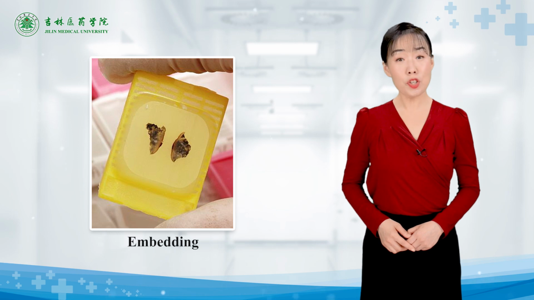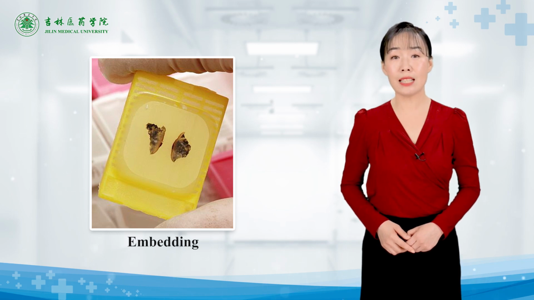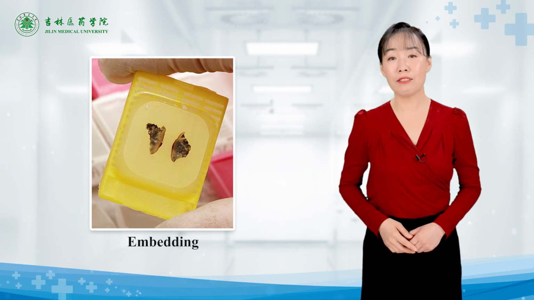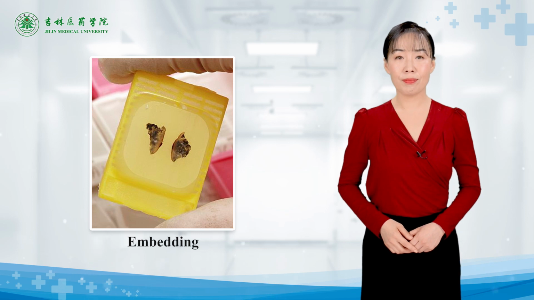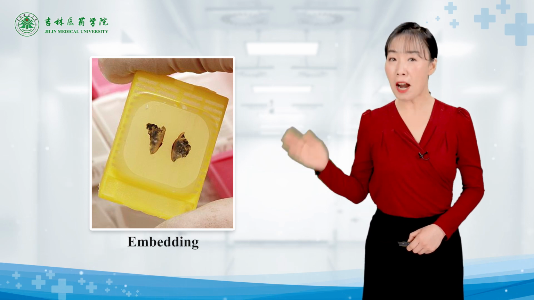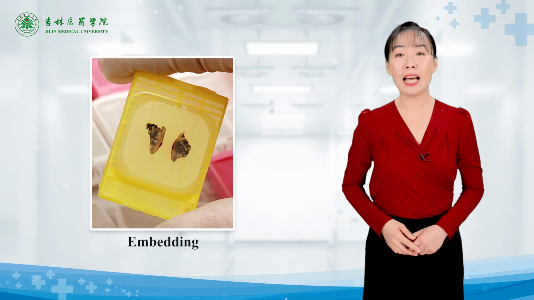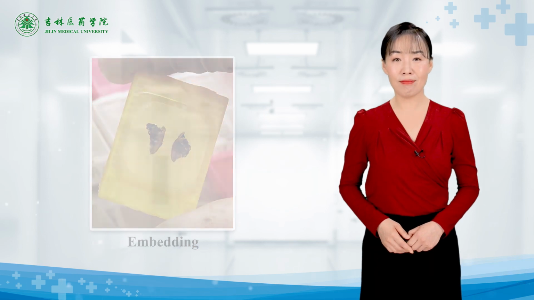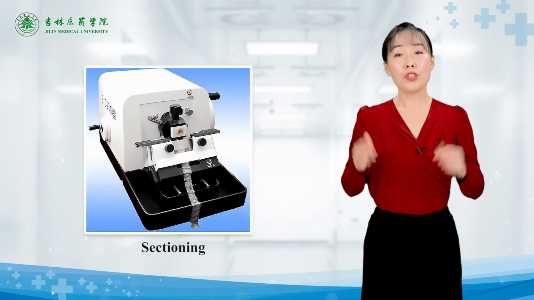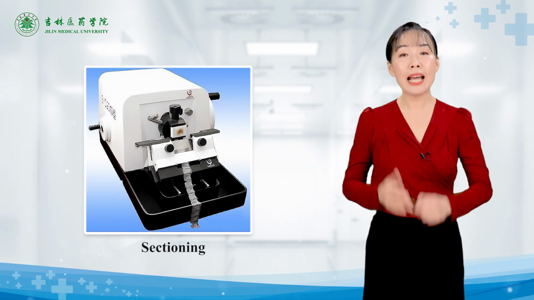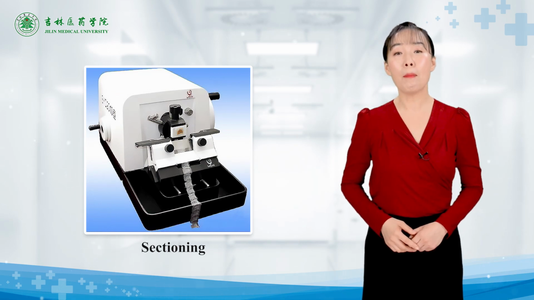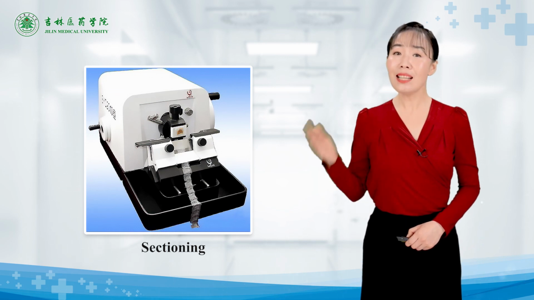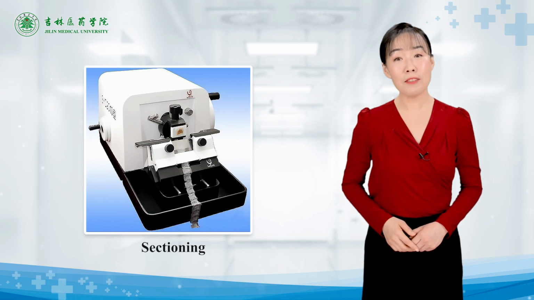Imbibing. The tissues are then passed through two changes of melted paraffin to ensure the replacement of all xylene with paraffin. Subsequently, the tissue and the paraffin are poured into a mold and allowed to harden. The tissues are now embedded in the paraffin. Sectioning. Usually, sections 3 to 8 micrometers thick are cut with a microtome and mounted on glass slides. When the sections are dry, they are ready for staining.